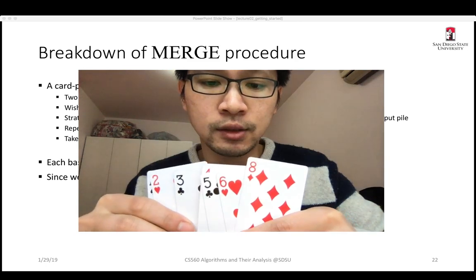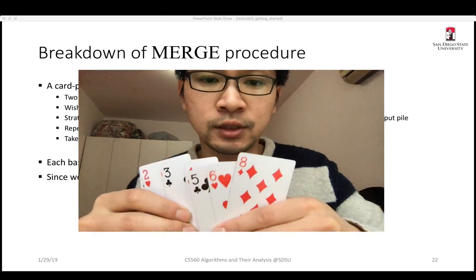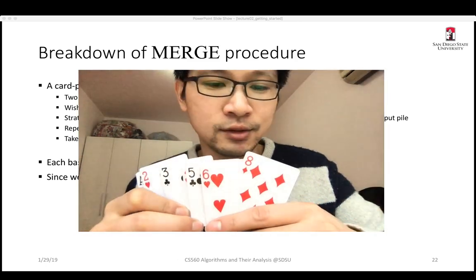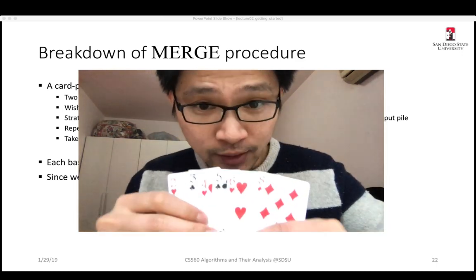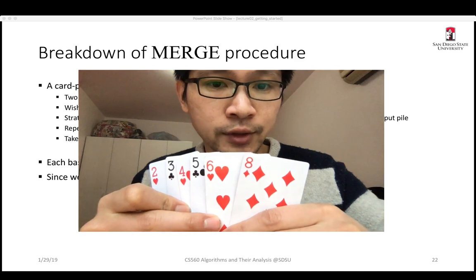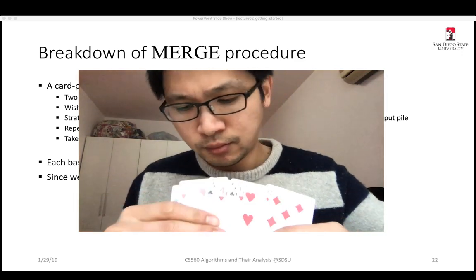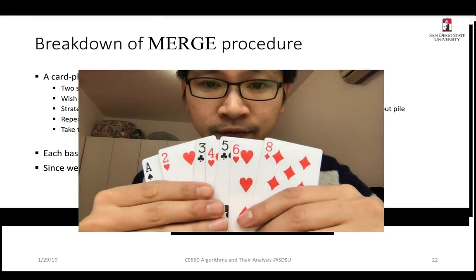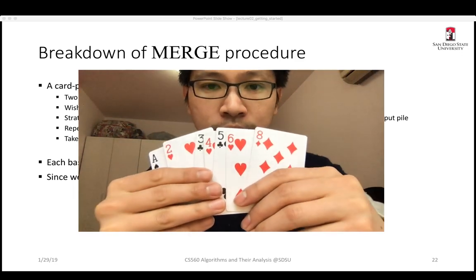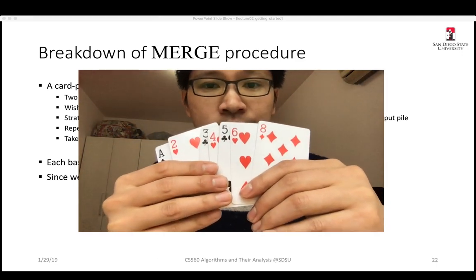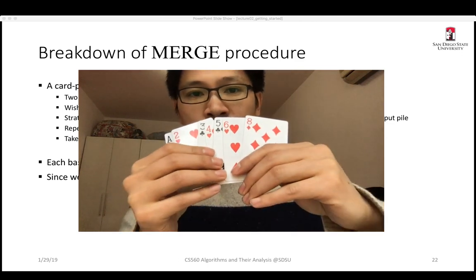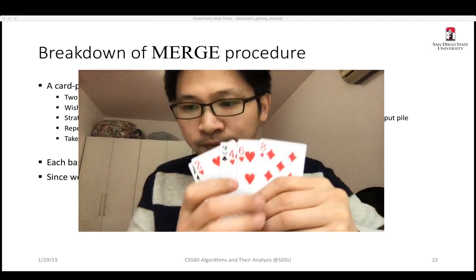Okay, hopefully you can see them clearly. Okay, as you can see. Oh, where's the 1? Okay, it's hiding here. 1, 2, 3, 4, 5, 6, 8. So this is the basic steps of the merge procedure.